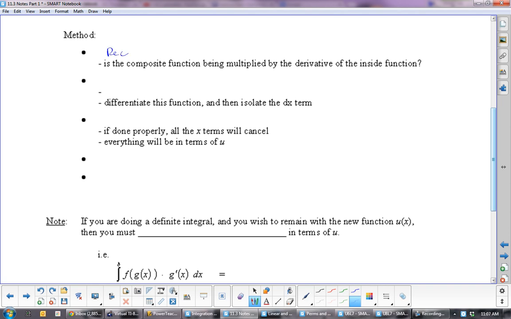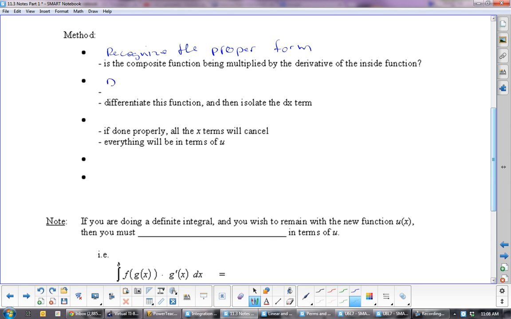First of all, you want to recognize the proper form. What does that mean? It asks, is the composite function being multiplied by the derivative of the inside function? When you did the derivative, you know that that comes out when you do the chain rule, so we always have to counter that. Okay? And again, this will make more sense when we're doing examples.